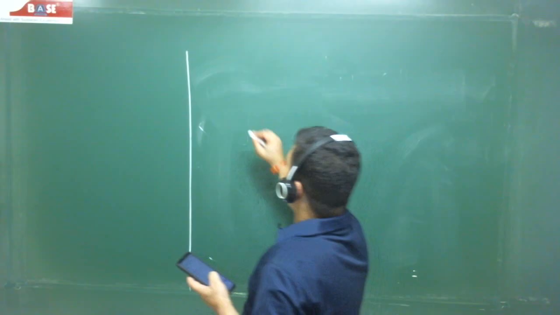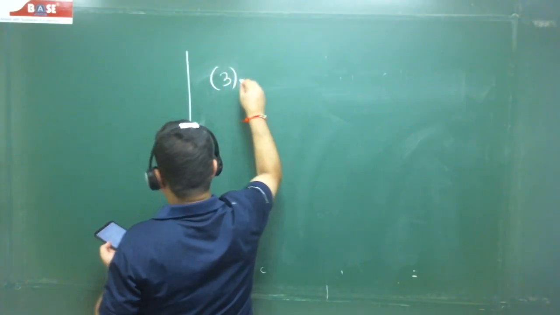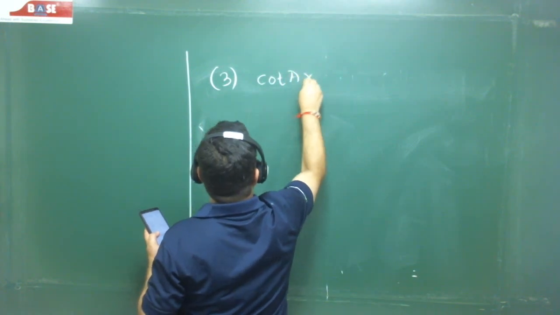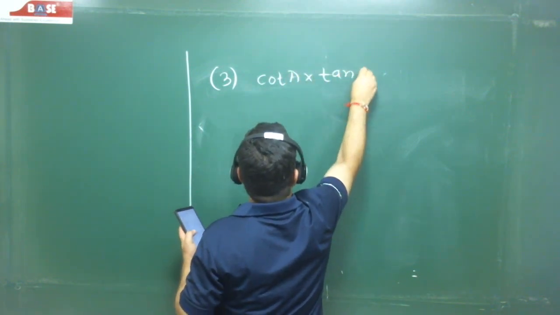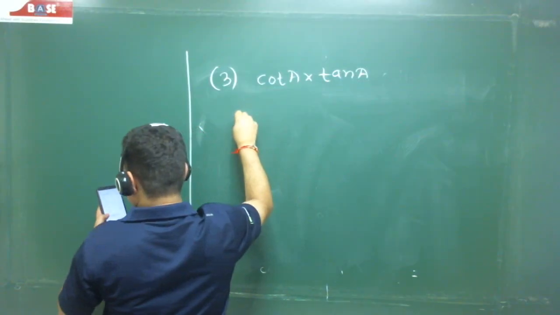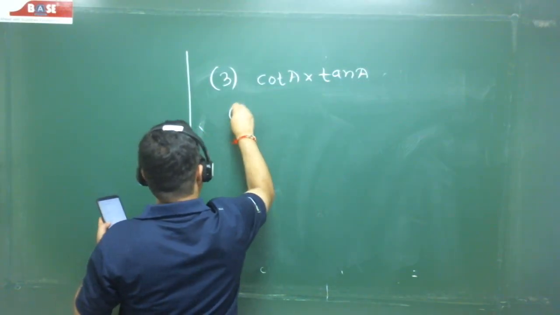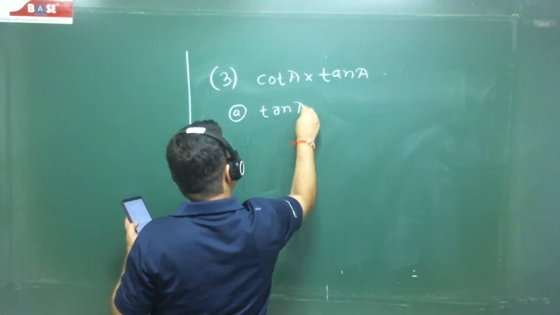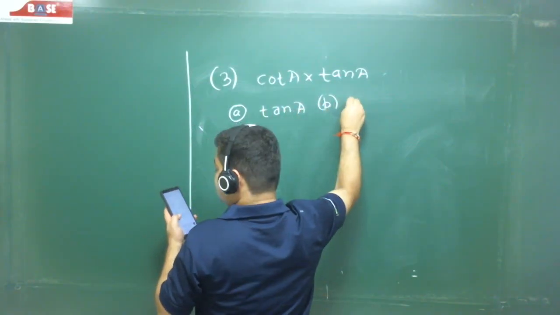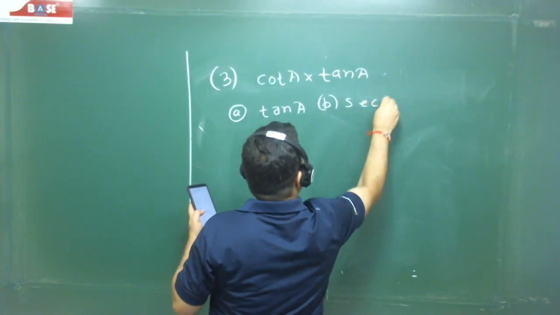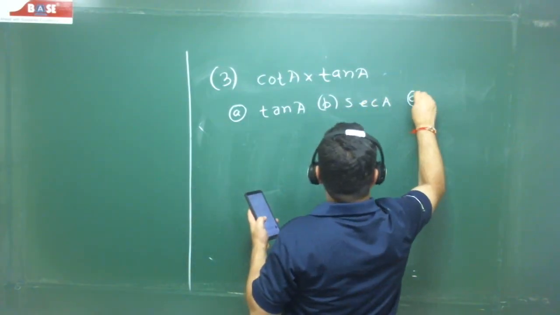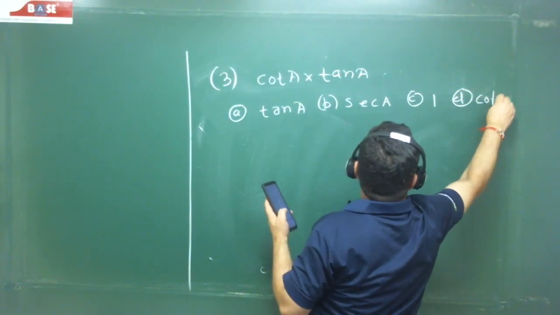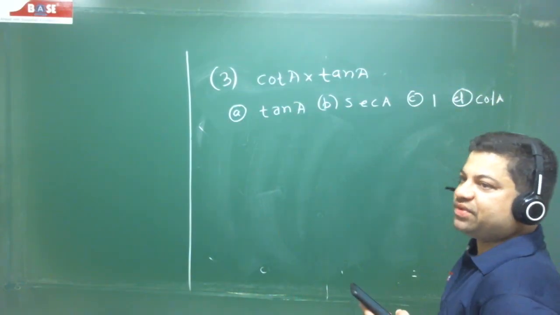Now, question number 3. What is question number 3? Cot A into tan A. What are the options we have? Option A is tan A. Option B is secant A. Option C is 1, and option D is cot A. Fine.